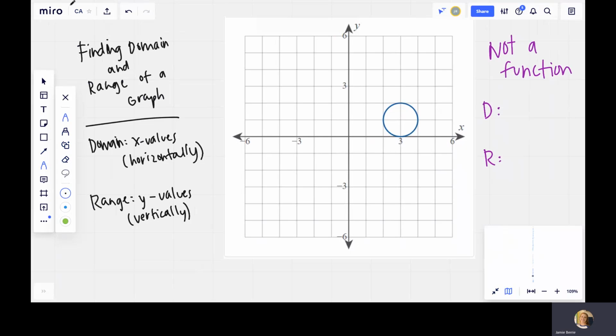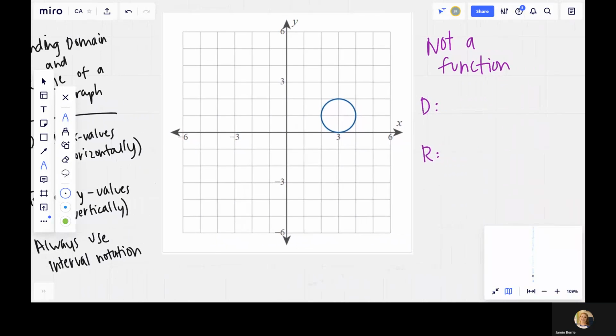All right, so when you're writing the domain and range of a graph, you're always going to use interval notation, which we know, like I said before when we were talking about solving inequalities. We're always going to use interval notation, which means parentheses and brackets. All right, let's look here.